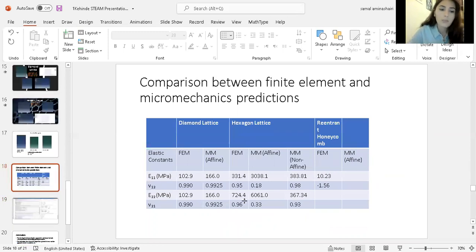Here we compare the finite element result to the micromechanics result. I want to highlight a point for the hexagonal lattice. We can see that using the affine approach gives much higher elastic moduli and much lower Poisson's ratio than the finite element calculation, which we assume to be accurate. However, using our novel non-affine macro transition, we are able to get much better results. We are still working on the micromechanics calculation for the reentrant honeycomb.